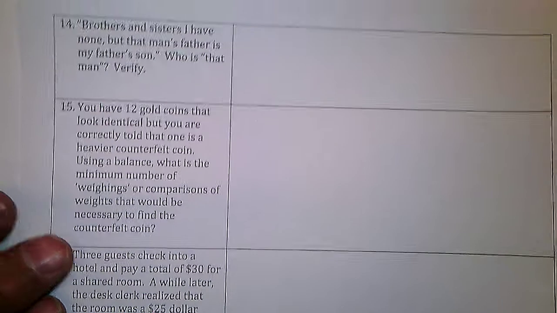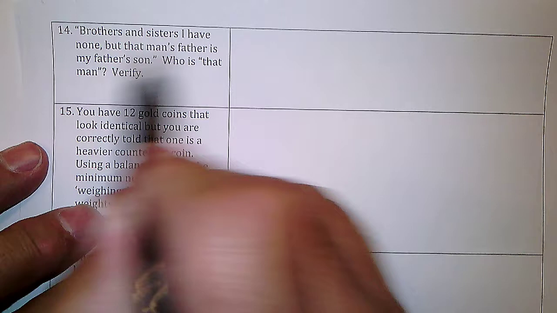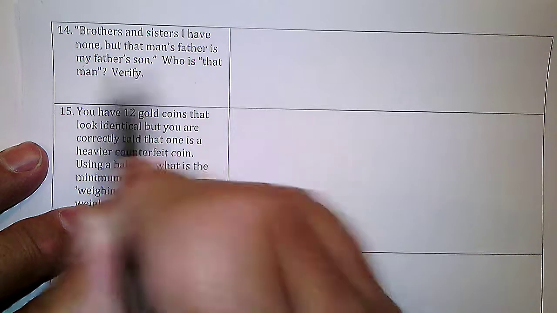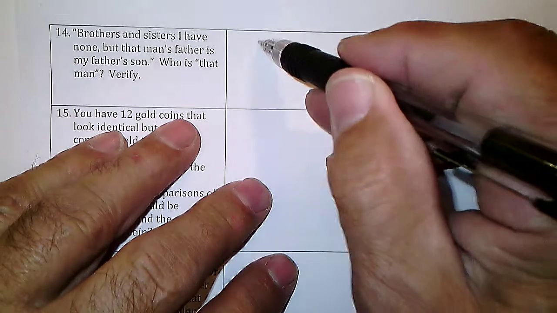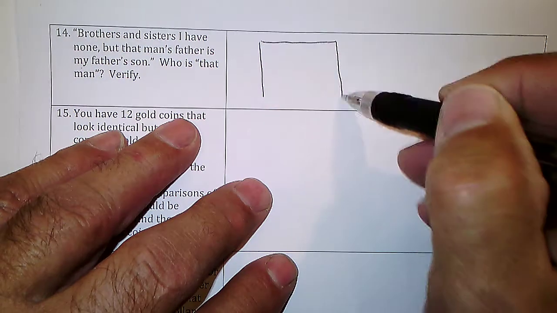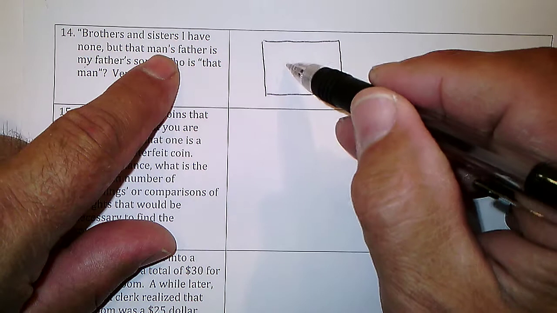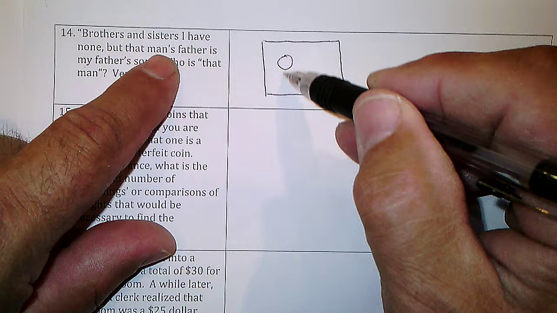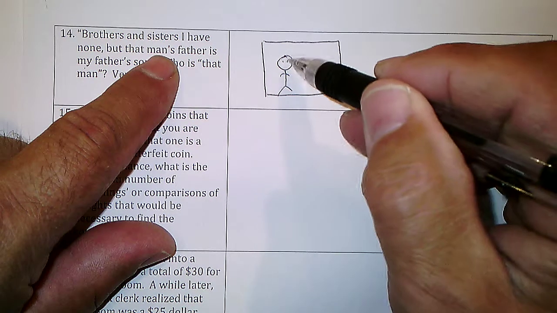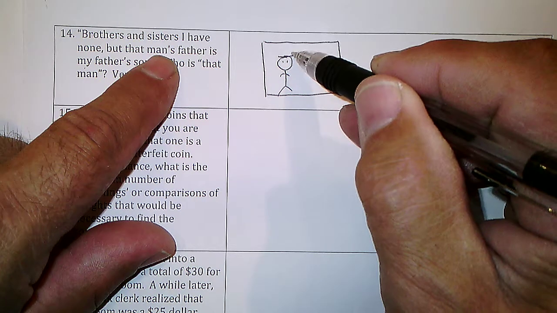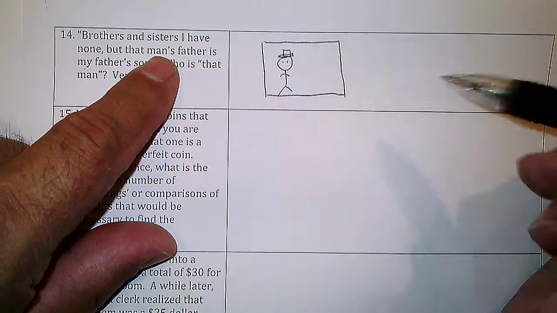All right. Brothers and sisters have I none, but that man's father is my father's son. Who is that man? So let's pretend we're looking at a picture of people. And you're pointing at that man. So let's put a man here. I don't know how to make him look like a man other than let's just put a hat on him, which could be guy or girl, but let's get that man.